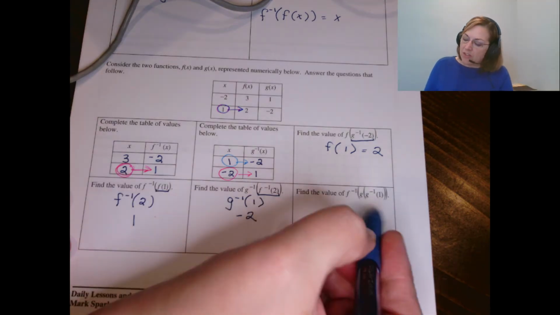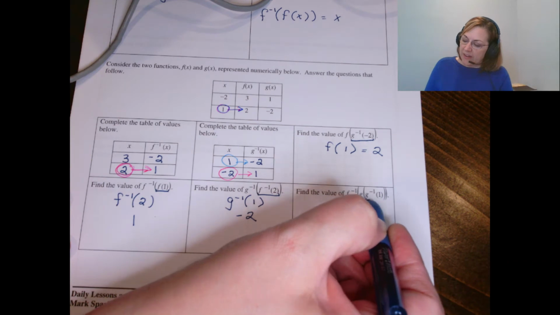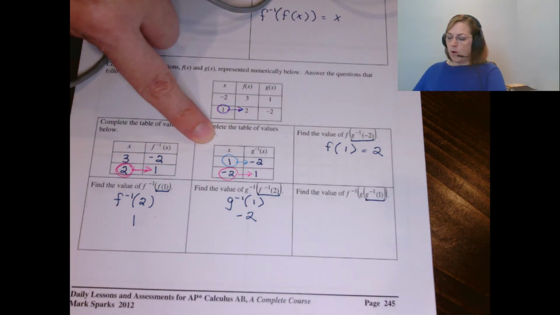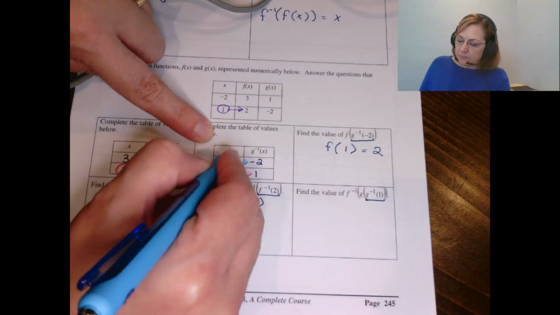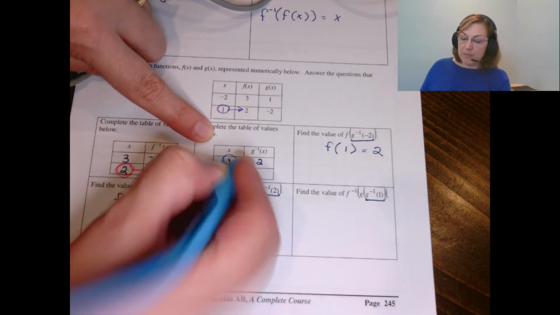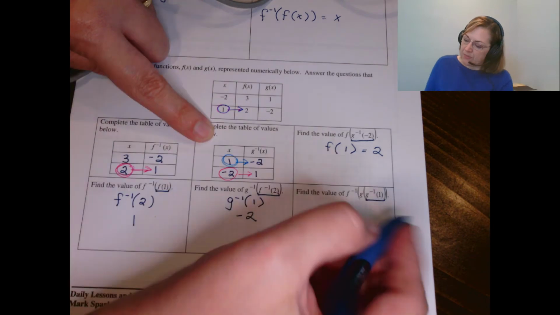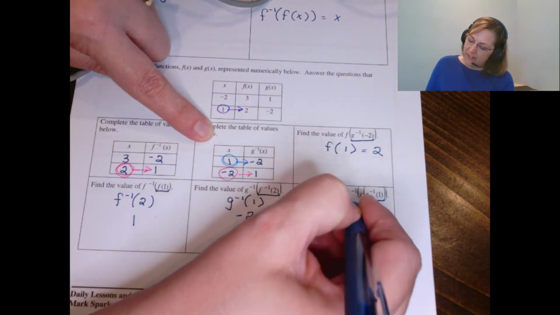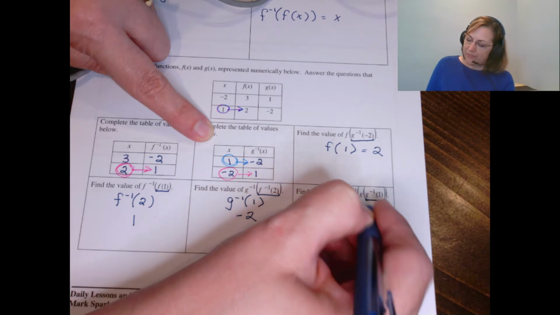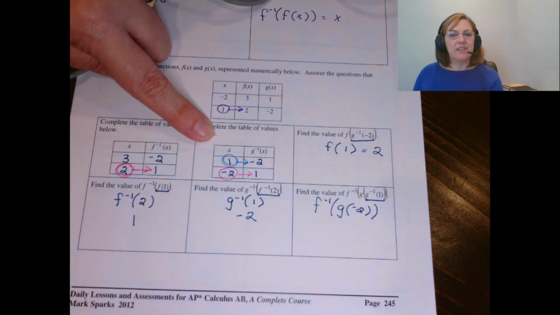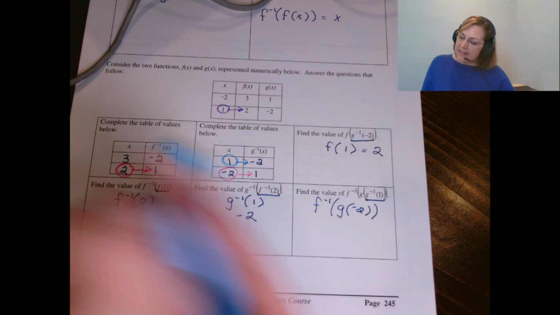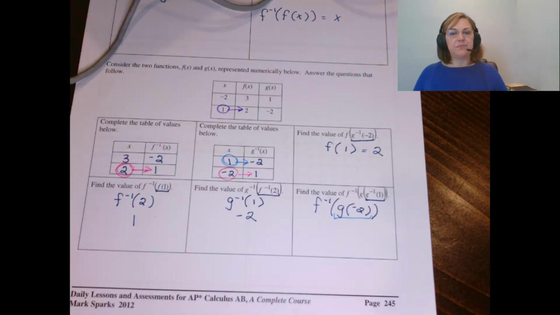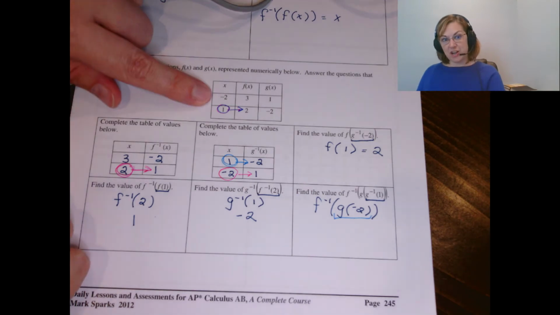Okay, let's go in order from the inside. The inverse of g chart of 1, that gives me -2. So now I have the inverse of f of g of -2. Okay, next let's go to g of -2. So I'm going back to the g chart.